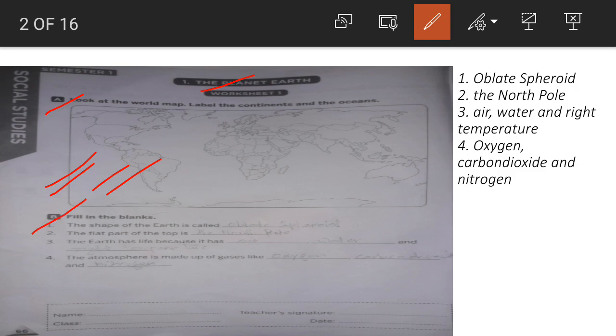Next, B. Fill in the blanks. The shape of the earth is called dash. The shape of the earth is called oblate spheroid. Here the answers are given on the right side. You can check it out clearly.